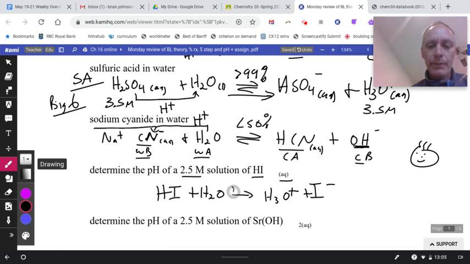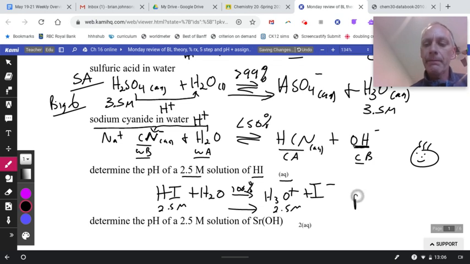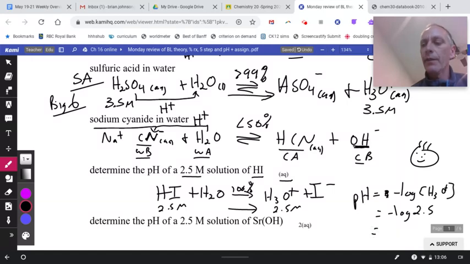100%, or greater than 99, you'll see both. If we had 2.5 mole per liter, we are going to get 2.5 mole per liter. So calculate the pH of that. The formula is pH is equal to negative log of the concentration of hydronium. So negative log of 2.5.